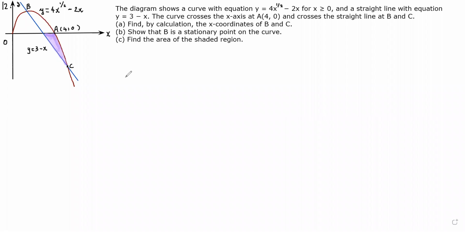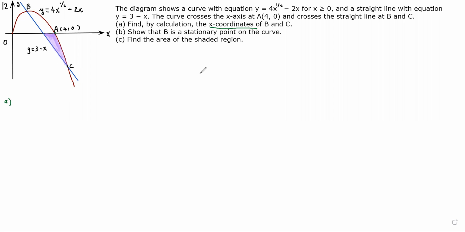Question 12. We are given a diagram that shows a curve with equation y equals 4x to the 1/2 minus 2x for x greater than or equal to 0, and a straight line with equation y equals 3 minus x. The curve crosses the x-axis at point A with coordinates (4, 0), and crosses the straight line at B and C. Part A, find the x coordinates of points B and C.